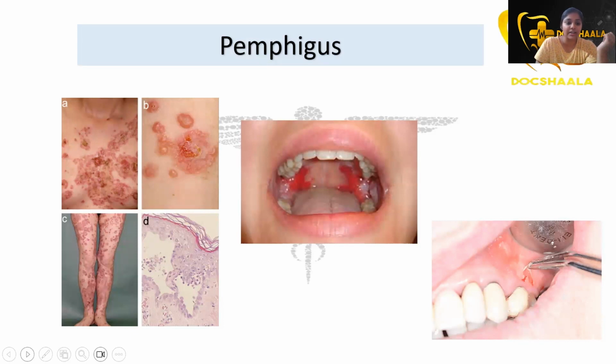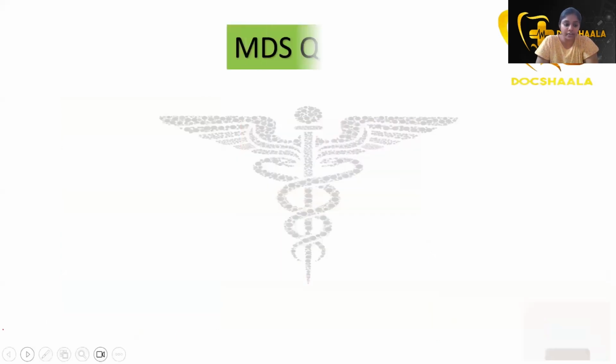So here you can see the presentation, how it will be on skin. Blister lesions are seen, and in histopathology, there is blister formation. And coming to oral lesions, you can see how far it is spreading. And you can see the positive Nikolsky sign. So these are the important points around pemphigus.